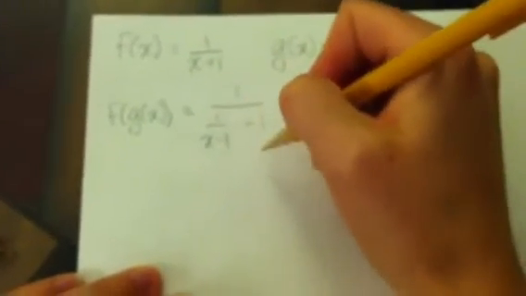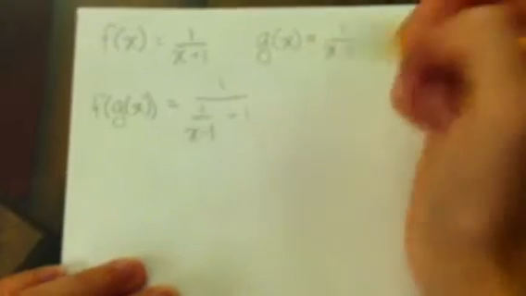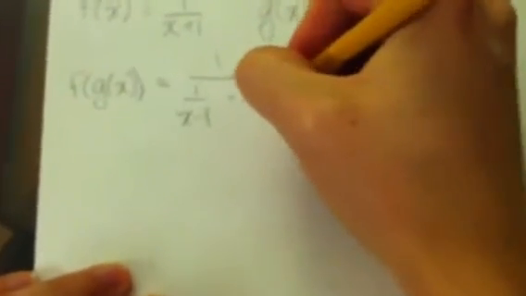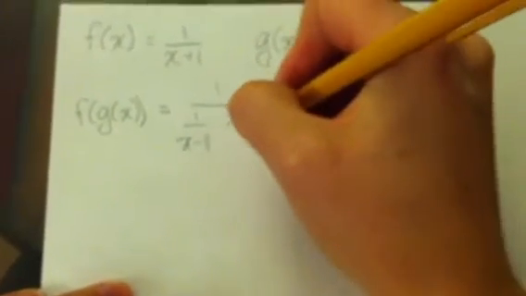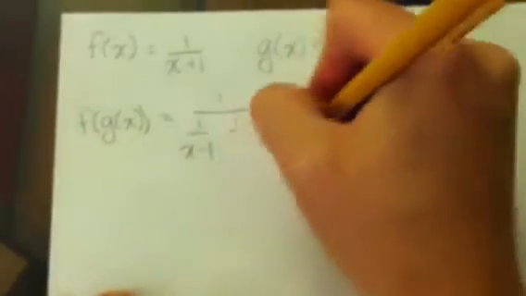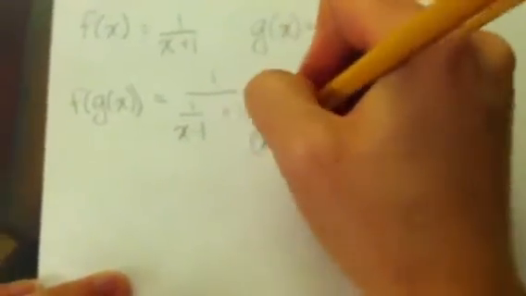So we end up with 1 over, and then 1 over x minus 1, and then plus 1. Let's just make that obvious that that's x minus 1 so it doesn't look like something else. Perfect. Now, we want to add these two together, but we can't because they don't have the same denominator. So we can make them have the same denominator by multiplying this by x minus 1 over x minus 1.